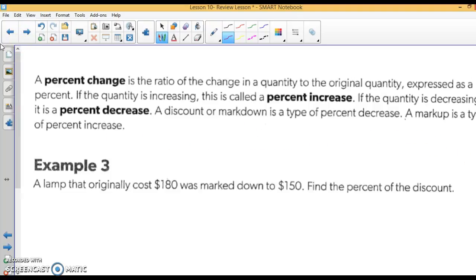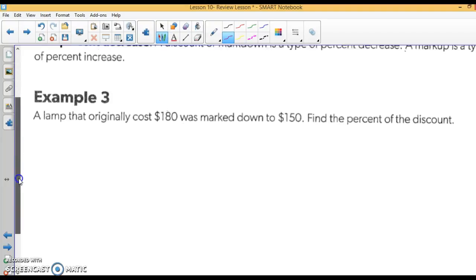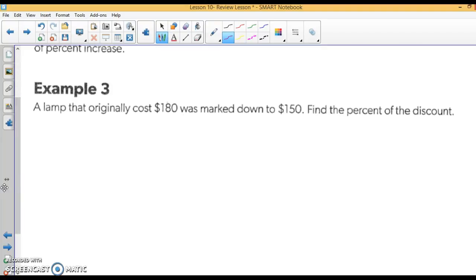All right, percent of change. A lamp that originally cost $180 was marked down to $150. Find the percent of discount. Well, remember we do percent of change, percent of increase, or percent of decrease. We find the difference and divide by the original amount or starting amount.